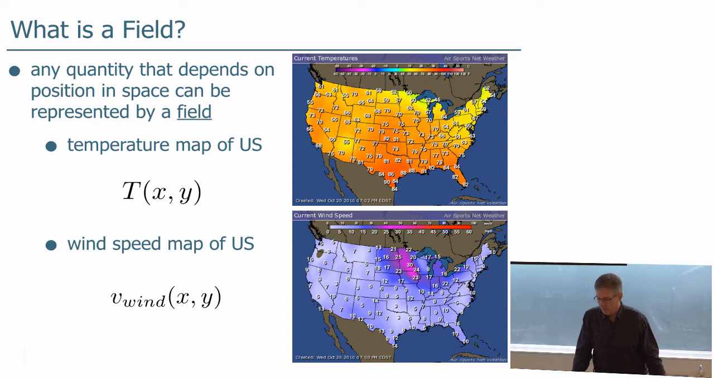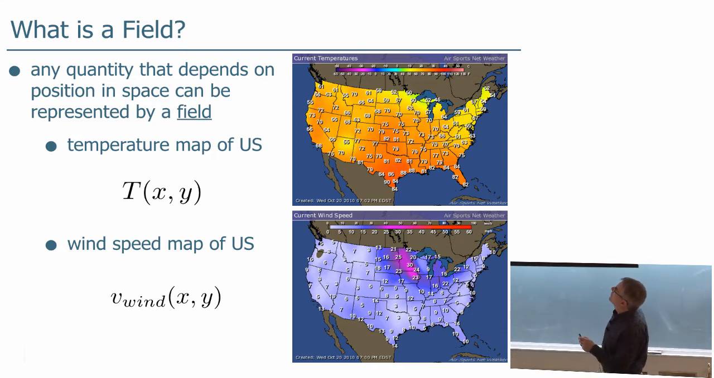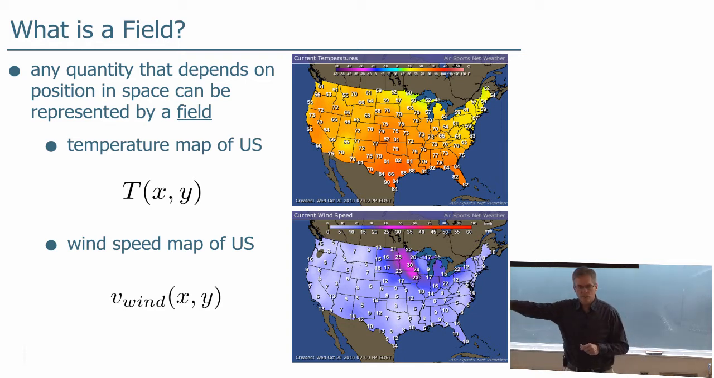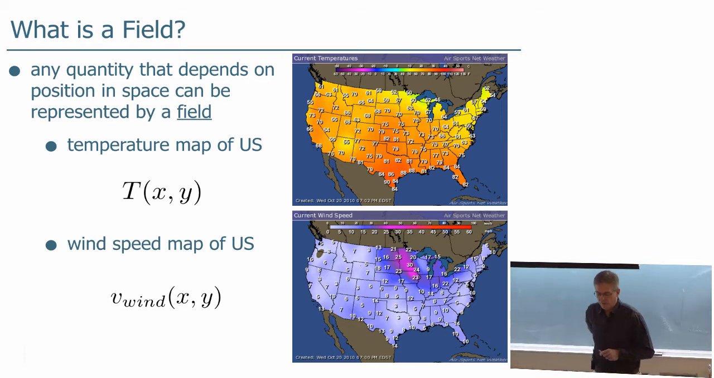So, for example, if you go to the weather website and ask for a map of the temperature of the US, you might get the map above here. And it shows you for every point in the US what the temperature is. In fact, it shows you a number here, but also a color code at the top so you can see the fine gradations of change as you go from one place to another. It gets warmer or cooler across the US.